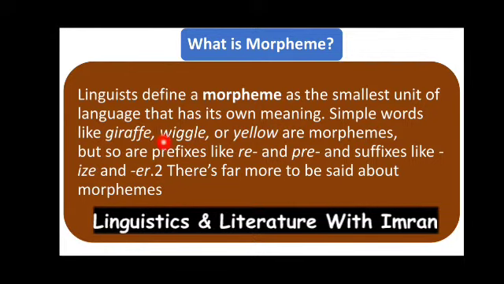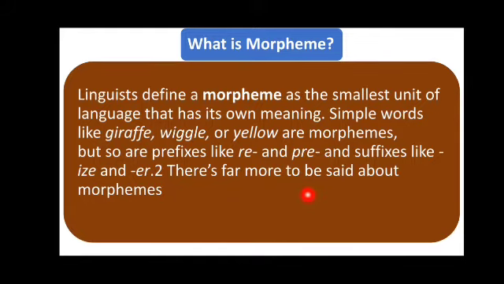So simple words like giraffe, wiggle or yellow are morphemes. But so are prefixes like re- and pre-, and suffixes like -ing and -s. So there is far more to be said about morphemes. We will discuss more about morphemes on a coming slide.